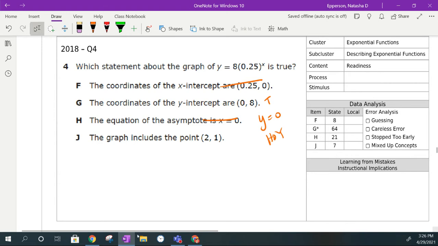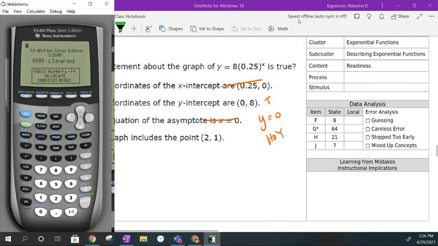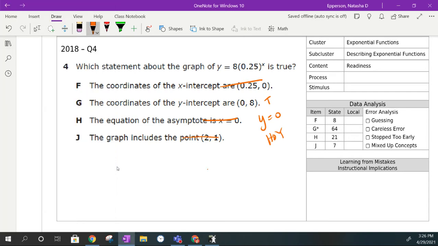All right, the easiest way to handle that is to go ahead and graph this on my calculator. All right, I'm going to go to y equals, and I'm going to put 8 parentheses, 0.25, close parentheses, and then I'm going to put exponent x. I'm going to go to second graph, and I'm going to see if I've got 2, 1. I don't have 2, 1. I have 2.5, so that's out. So our answer is G.